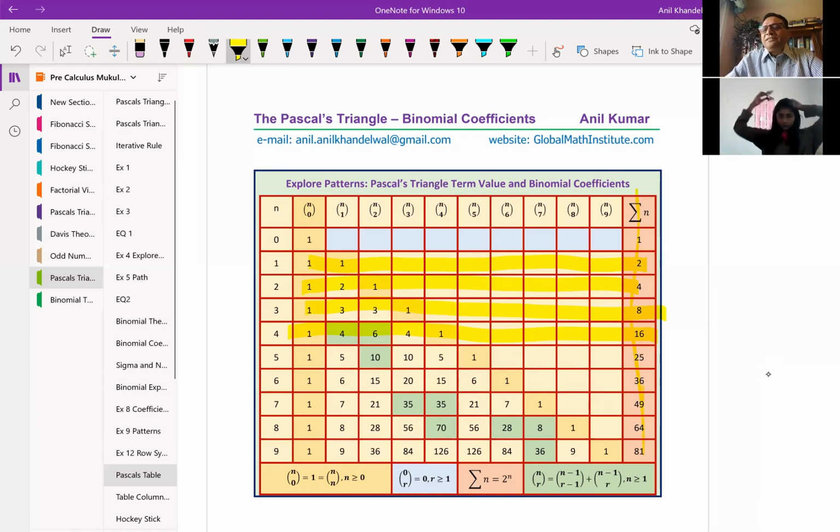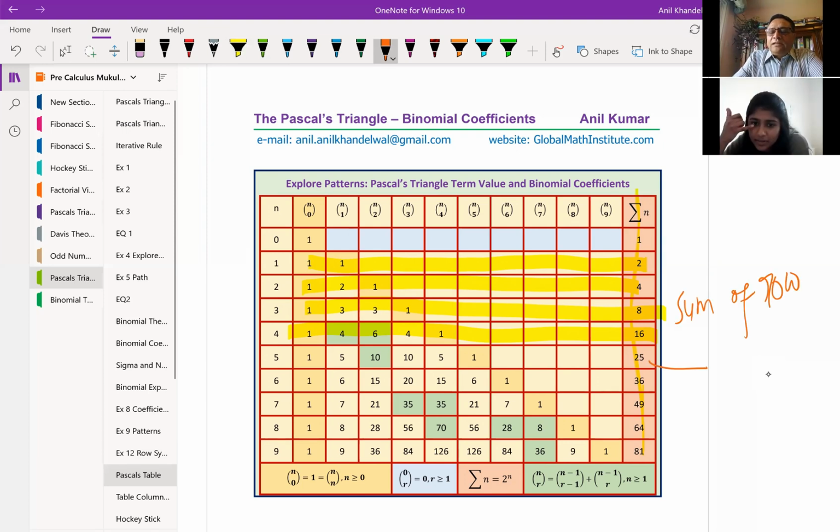Do you see a pattern in this? The numbers are 1, 2, 4, 8, 16, 25, 36, 49, 64, 81. Oh, 2 to the power of n. Correct, 2 to the power of n. And that is what you get.